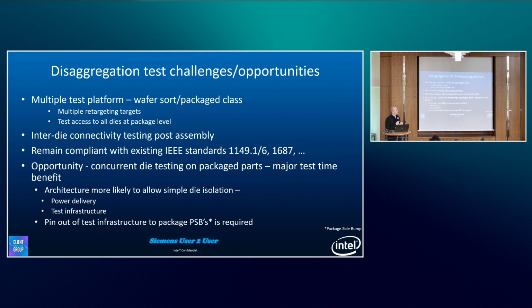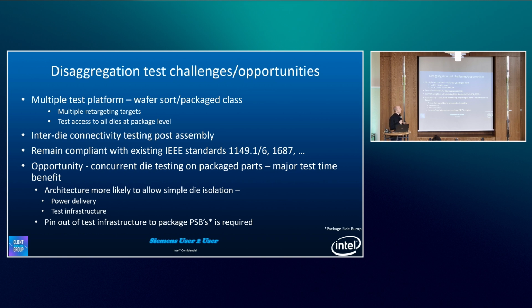We need to provide test access to all the dies in all configurations. This means that both the JTAG needs to be available, and if we're using a parallel test port, this also needs to be available at all levels, both at sort wafer testing and at class package level testing. The second challenge is inter-die connectivity testing.